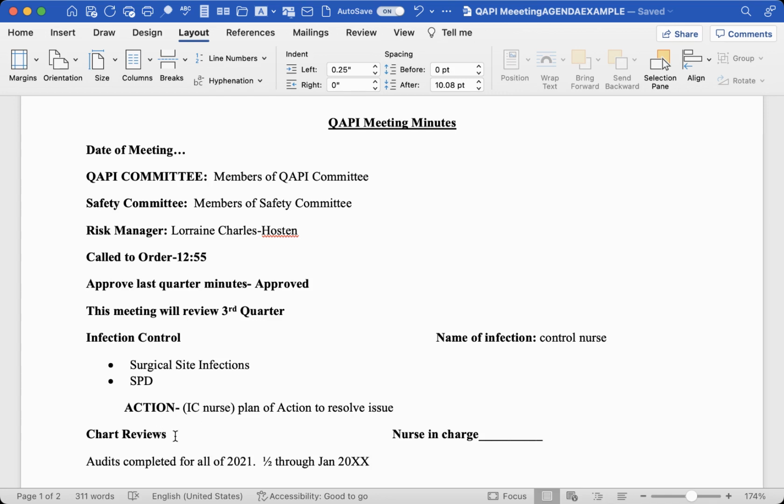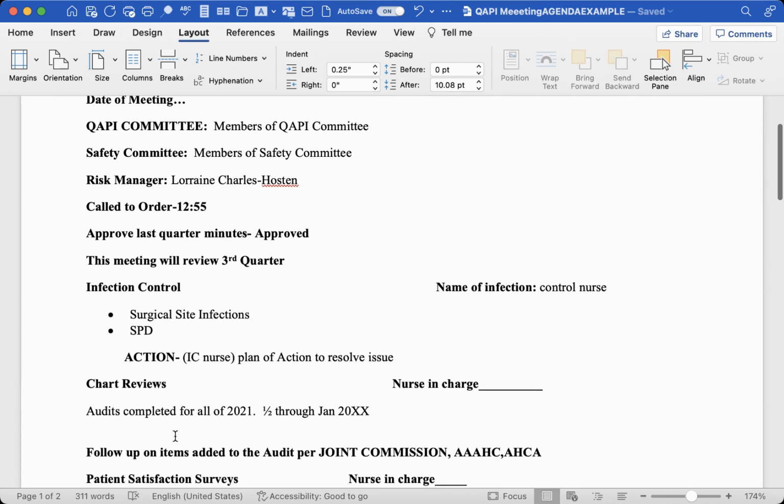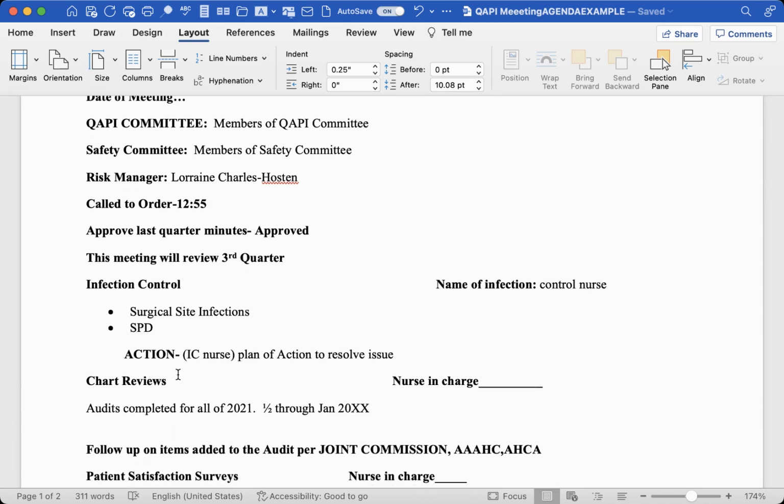Also, we discussed chart reviews. How are we doing with chart reviews? Charts are very important. They tell the story of the patient, so it's really important to have those reviewed regularly. And you would have someone in charge who would speak to that. How many audits have been completed? And how far are you up to date with your reviews, or behind? So you want to stay ahead of that.